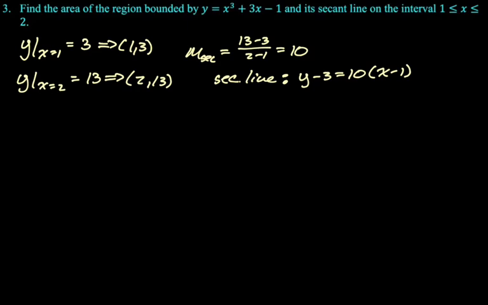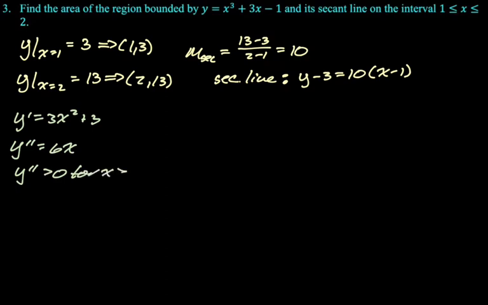All right, I also need to figure out if the secant line is above or below the curve. I'm going to use the concavity of the curve to determine that. So I'm going to find y prime, which is 3x squared plus 3. I'm going to find y double prime, which is 6x. So I know that when x is greater than 0, y double prime is positive, which means that the curve is concave up on this whole interval that I'm interested in, and so the secant line will be above the curve.